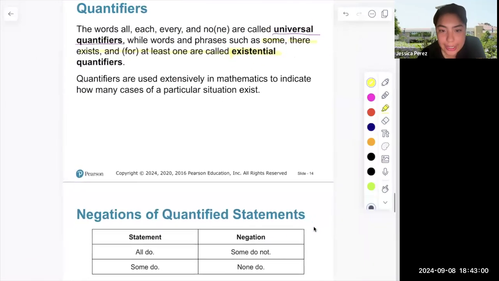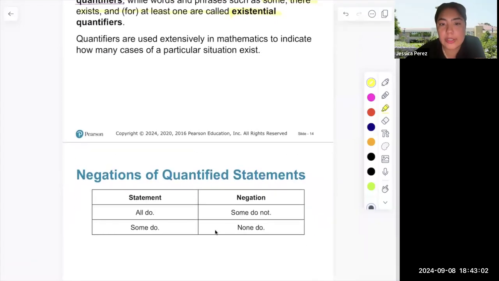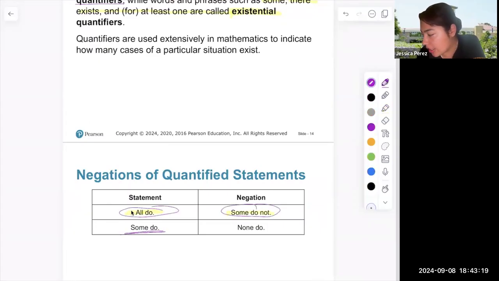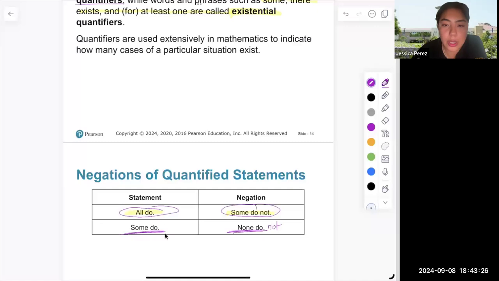How can we negate quantified statements? If it's all do, then some do not. That would be the negation of all do. Some do, that means none do. So be careful. If it says all, then some do not. If it's some do, that means none do.